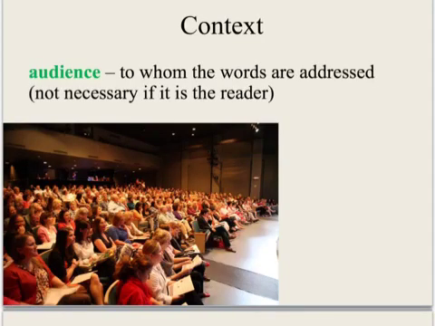The next element is the audience. To whom are the words addressed? And if it's the reader, you don't need to identify that. The speaker's talking to the reader. There's no point in that. It's redundant, it's obvious. But if it's speaking to another character or characters, a group of people, you want to identify that audience.